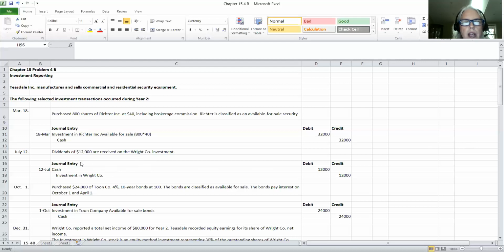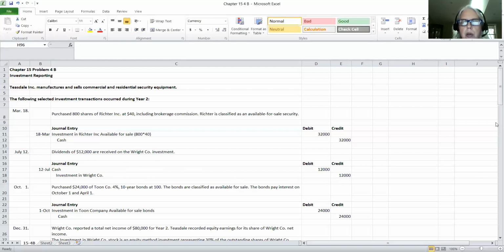So my cash account, of course, is going to increase because it's an asset, and to increase cash, you would debit. My investment in Right Company is going to be credited because dividends will reduce the asset account under the equity method.